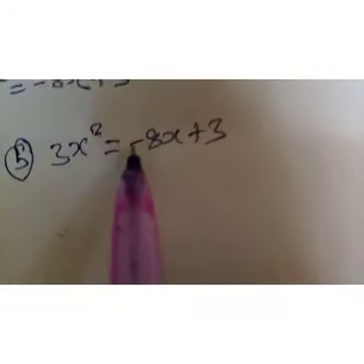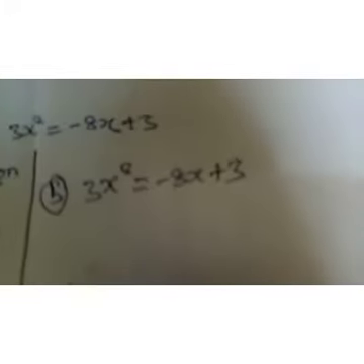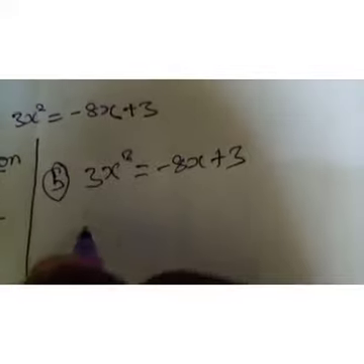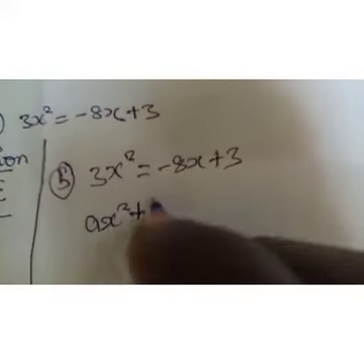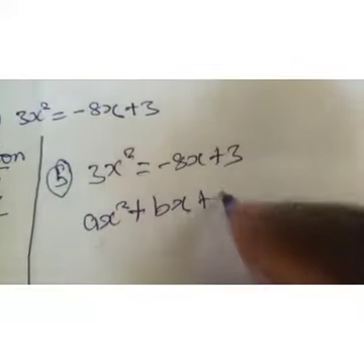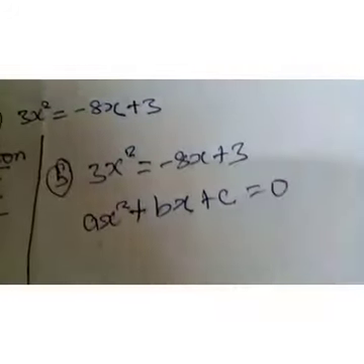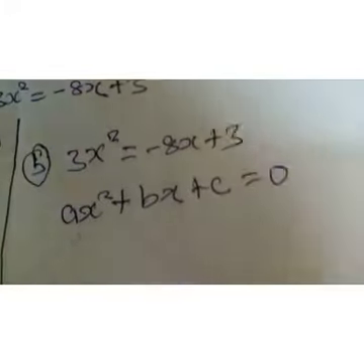Okay, so let's move to example B. In this example B, we have 3x squared equals negative 8x plus 3. And if you remember in my other video, I told you the standard form of a quadratic equation is given as ax squared plus bx plus c equals 0. So when a question is given to you, you have to transform it into the quadratic form.